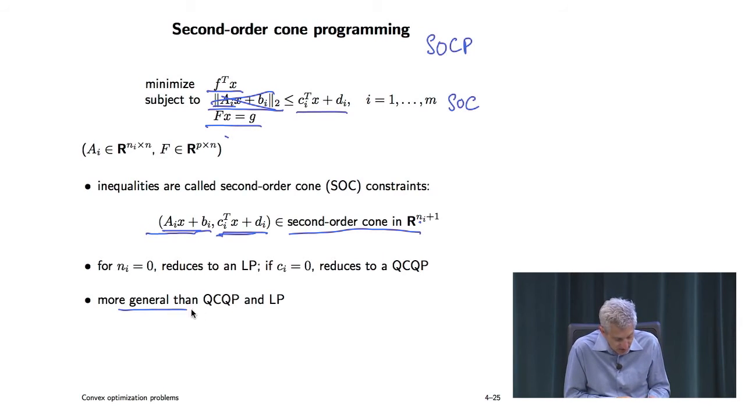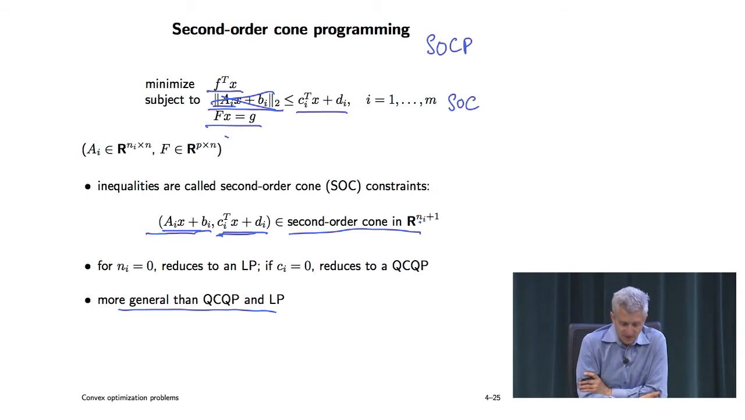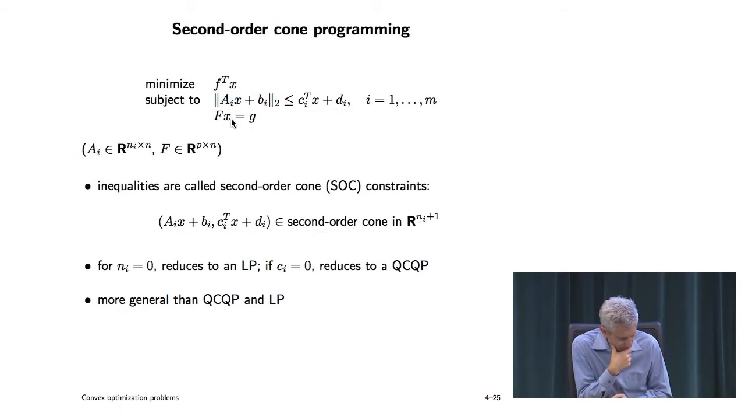And this is more general than QCQP and LP. Now I want to mention something here, which is interesting. Now for us, we say that's a convex problem. And why do we know that? Well, we look over here at the constraints. The objective is linear, so that's not a problem.